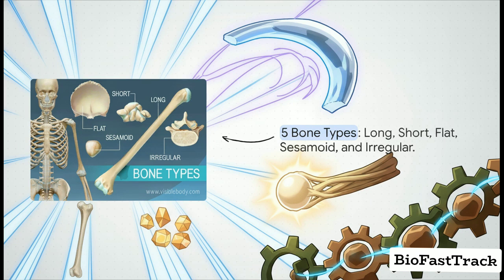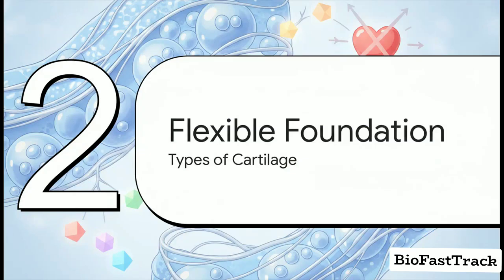Flat bones, think of your skull, act like literal protective shields. Sesamoid bones are pretty cool. They're embedded right inside tendons, like your kneecap, to protect against immense wear and tear. And finally, irregular bones, like your vertebrae, which have these super complex shapes to protect vital tissues like the spinal cord.